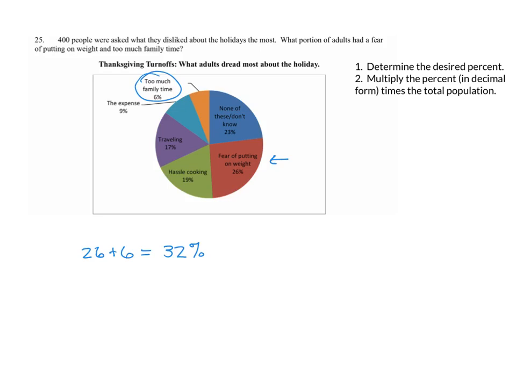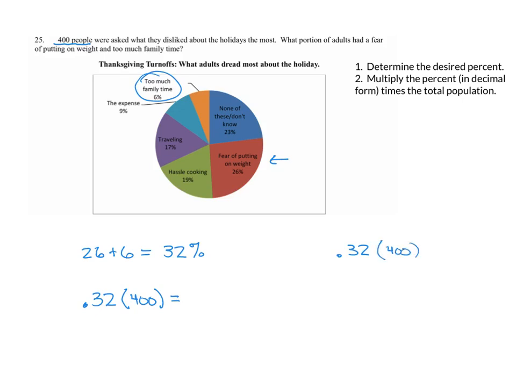The next thing we want to do is multiply the percent in decimal form times the total population. So 32% as a decimal is 0.32. My total population is 400 people. And we want to go ahead and multiply this. So if we multiply 400 times 0.32, again, no calculators.